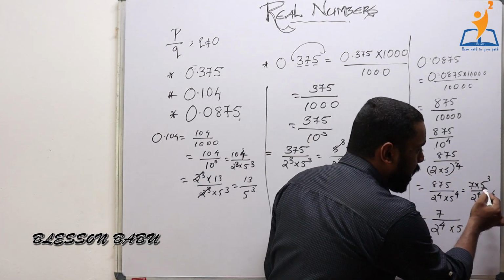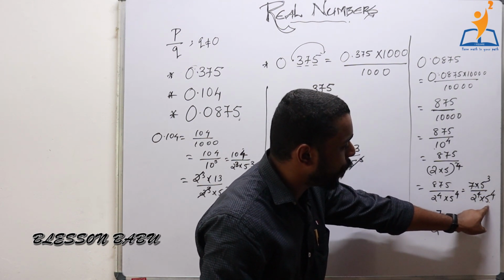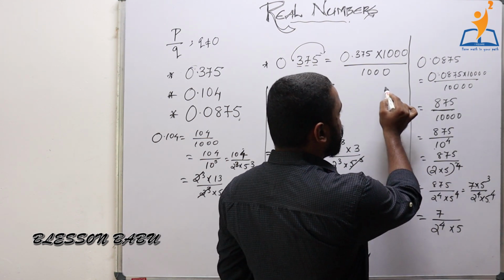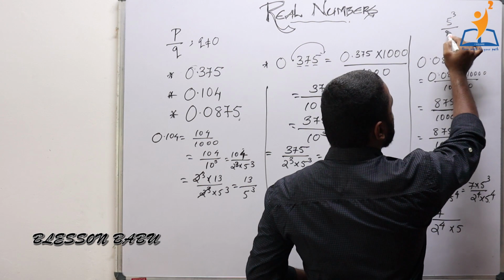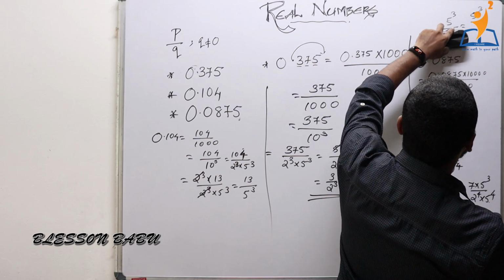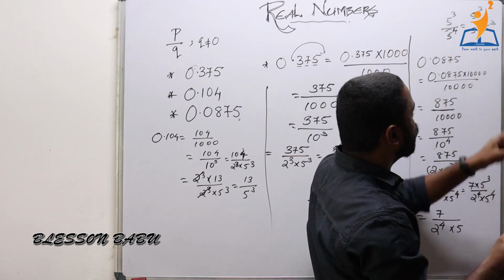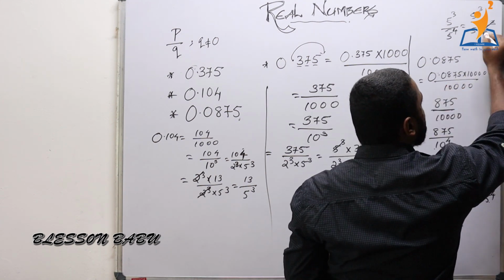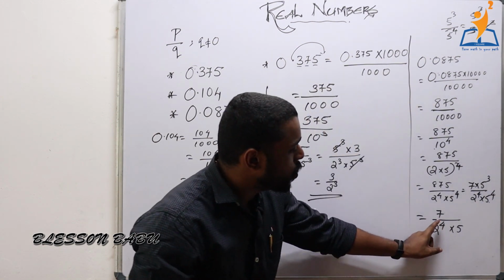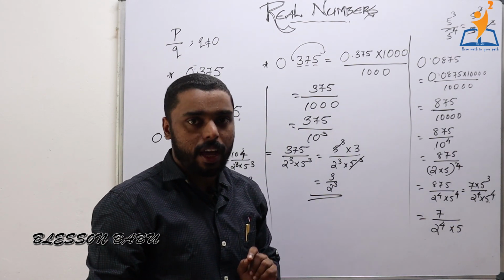Now we can cancel 5 cube and 5 raised to 4. Since here is 5 cube, we can cancel one 5 cube from here and the remaining will be a 5. So when we cancel 5 cube and 5 raised to 4, it will look like this: 5 cube divided by 5 raised to 4, which can be written as 5 into 5 cube, and when it cancels, we get 1 by 5 as the result. So there is a 1 by 5. So 7 divided by 2 raised to 4 into 5 will be the answer.